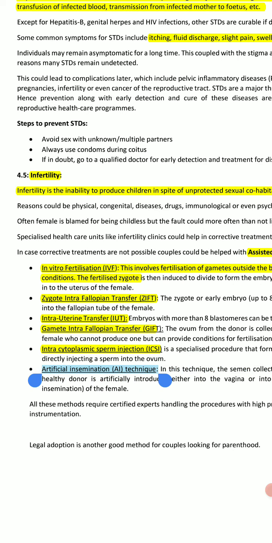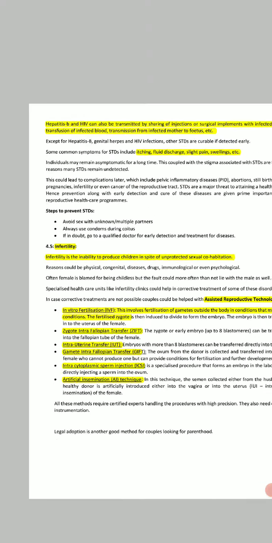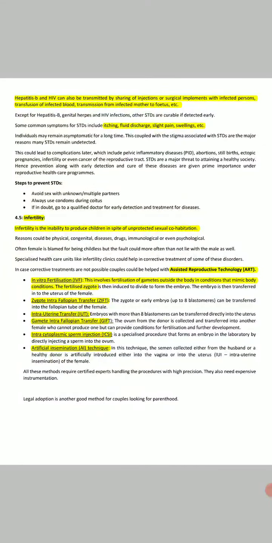The last is the artificial insemination, the AI technique. What happens in the AI technique? In this technique, the semen collected either from the husband or a healthy donor is artificially introduced either into the vagina or into the uterus. That's called the artificial insemination technique. All those techniques are artificial processes. This is not the natural process.